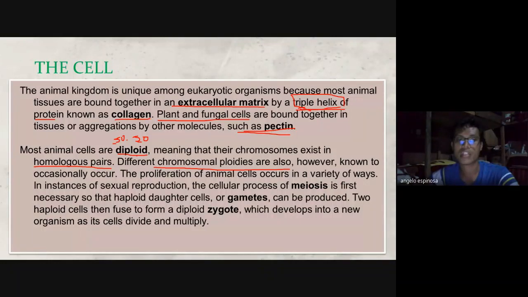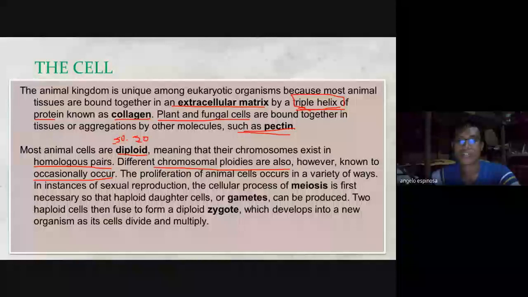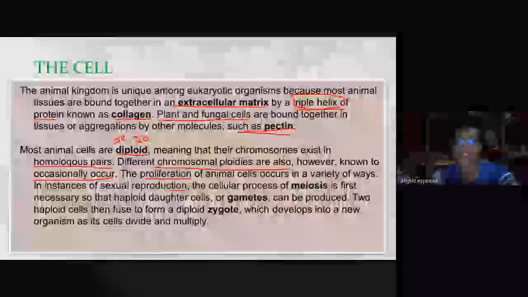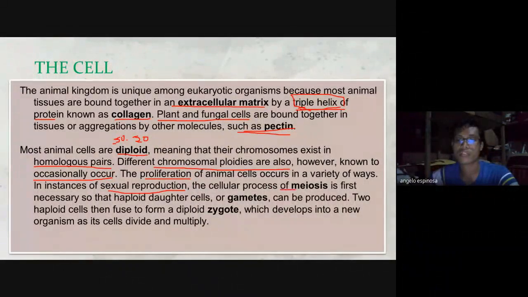So we will tackle this one when we already reach animal breeding and genetics. The proliferation of animal cells occurs in a variety of ways. So there are ways, no? In the process of the animal cells, we have instances of sexual reproduction that use the process we call meiosis. When you talk about meiosis, you talk about sexual reproduction.